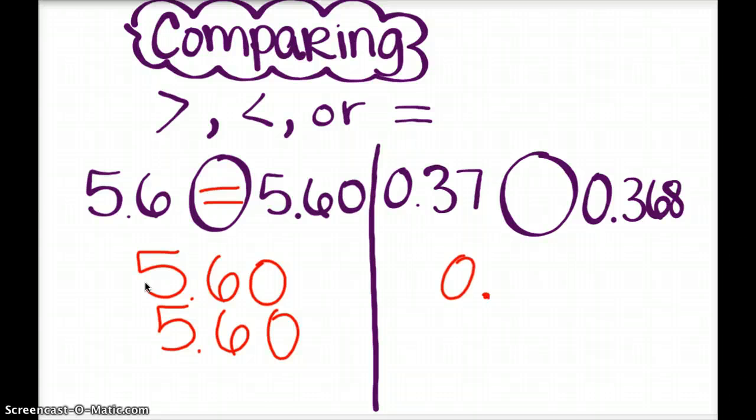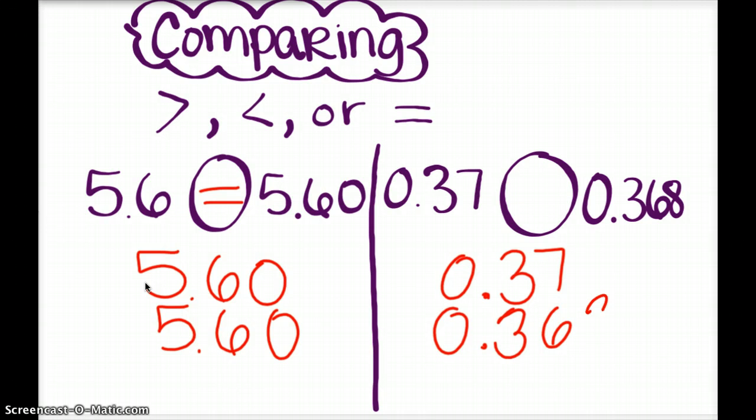Let's do the second one. And we have another blank, so what do I want to put there? 0. So less than, greater than, or equal to, KV. 0.37 is greater than 0.368. Perfect. Okay, you always want to line up the decimal points first and add zeros.